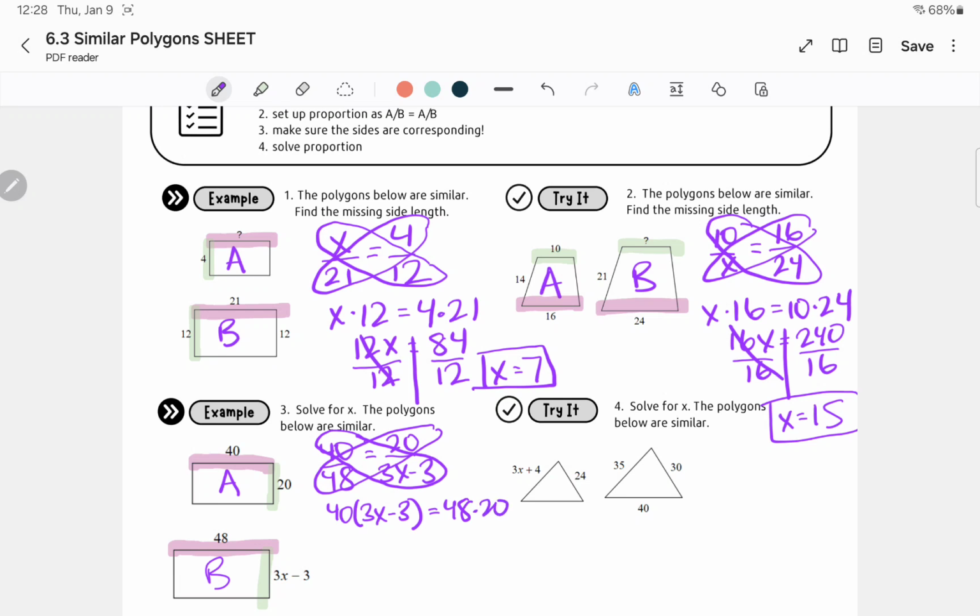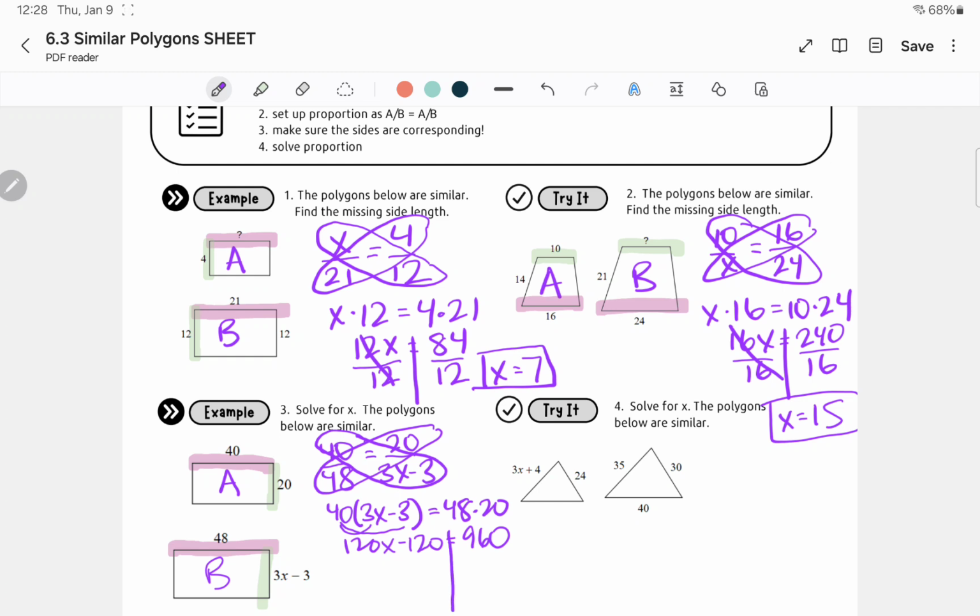Now I'm going to distribute. So 40 times 3x is 120x. 40 times 3 is 120, so minus 120. And then 48 times 20 should be 960. And now we have a two-step equation to solve.